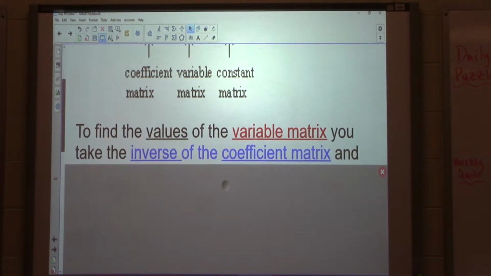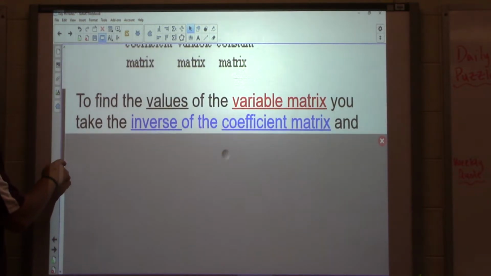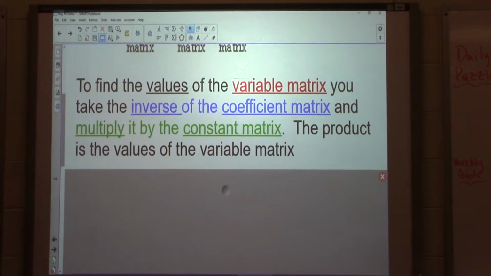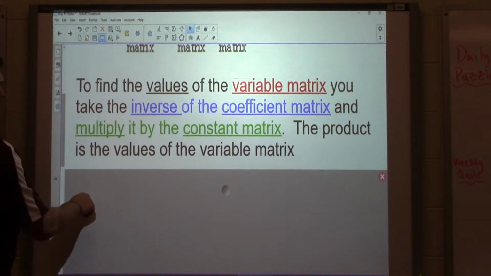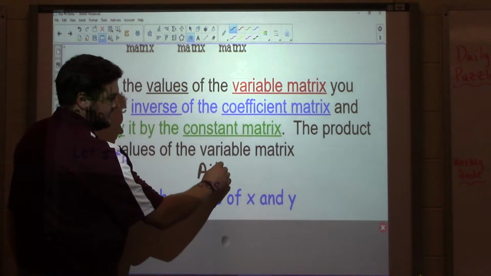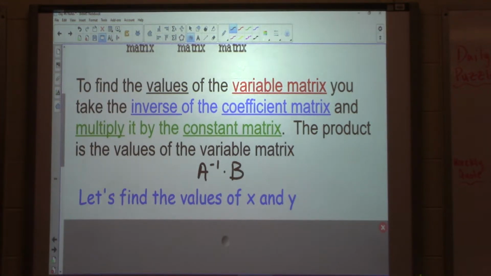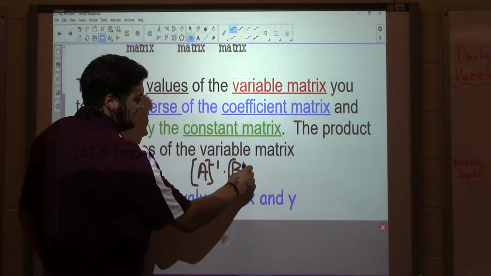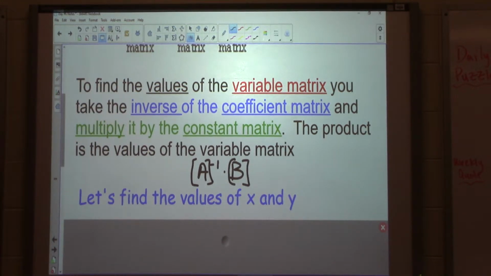To find the values of the variable matrix, we are going to take the inverse of the coefficient matrix, so the inverse of that first matrix. Once we've taken the inverse of that first matrix, we are going to multiply it by the constant matrix. The product is the values in our variable matrix. Pretty simple, right? So in other words, we're going to take the inverse of our first matrix multiplied by our second matrix. You can write it as inverse of matrix A times matrix B if you want. You don't have to though. Any questions on that?